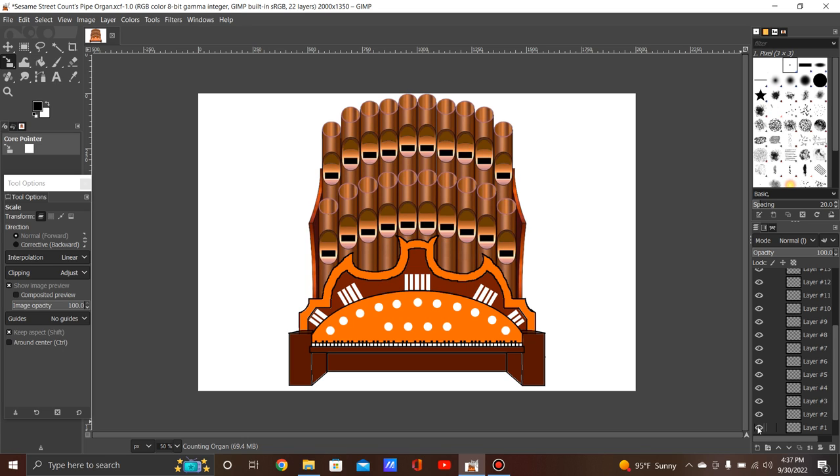Click on all the dogs to count them. One, two. Five adorable dogs. Click on all the party hats to count them. One, two, three, four, five, six. Six party hats.